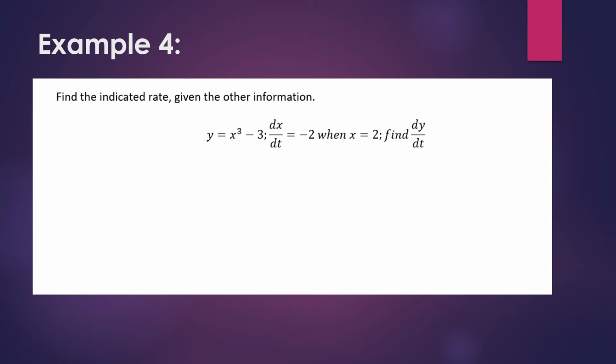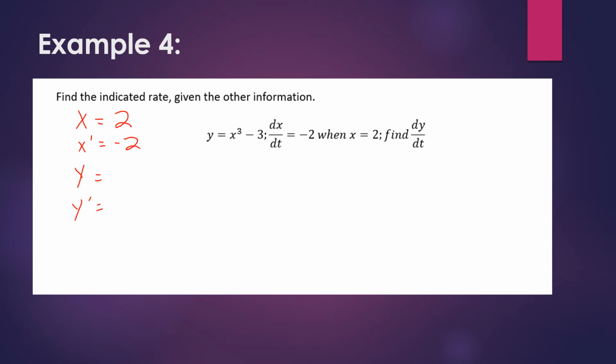So here we have an example, kind of like example 3. It says find the indicated rate given the other information. So it says that y equals x cubed minus 3, dx dt is -2 when x is 2, and they want us to find dy dt. So our variables are x and y, and that means that we have an x prime and a y prime. They tell us that x is 2, and x prime, our dx dt, is -2.